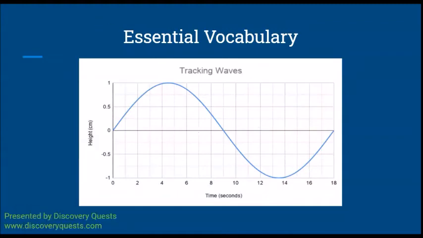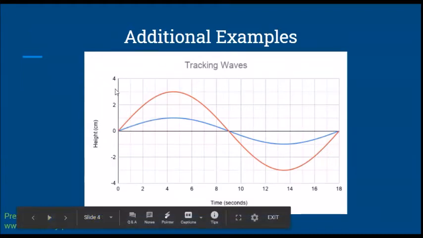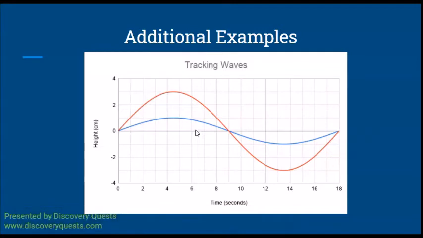So now let's take a look at a few examples and get some practice finding the amplitude, the period, and the frequency of a few different waves. So here we show two different waves, one in red and one in blue. Again, our y-axis shows the height in centimeters, and our x-axis plots the time in seconds, so how long it takes for each wave to roll in. And we'll look at the red wave first.